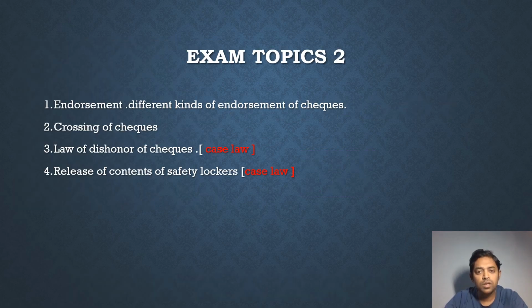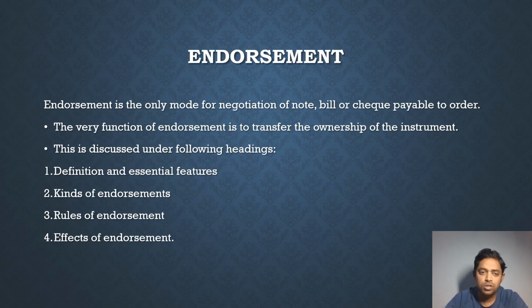The questions covered here are endorsement, different kinds of endorsements of checks, crossing of checks, law of dishonor of checks, release of contents of safety lockers. Coming to endorsement. Endorsement is the only mode of negotiation of a note, bill or check payable to order. The very function of endorsement is to transfer the ownership of this instrument. This is discussed under the following headings: definition, kinds, rules and effects of endorsement.